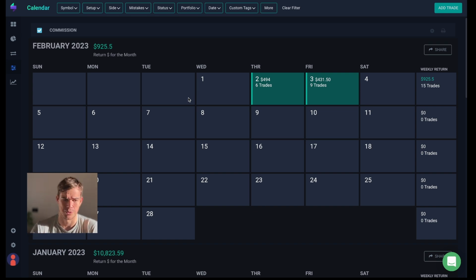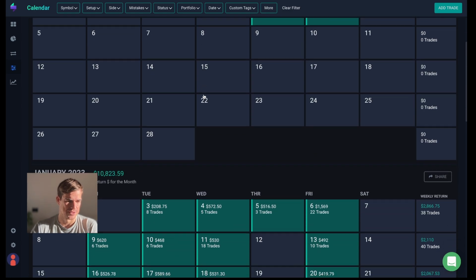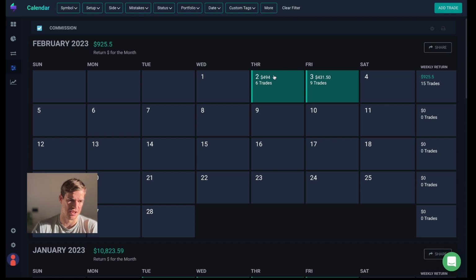It's for lazy people. If you don't want to do journals and you just want to throw the data into this software, it just gives you all the results. So this was the big month that we had in January, and this is the start of February. I couldn't trade Wednesday because I was being given the new account.